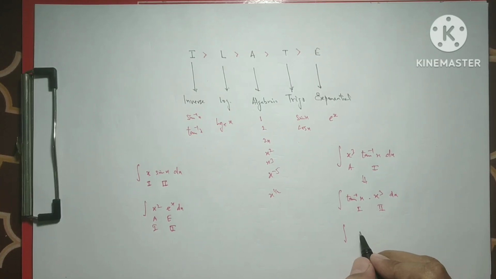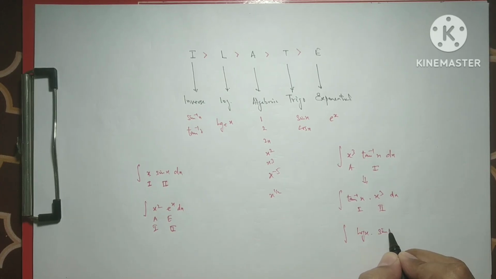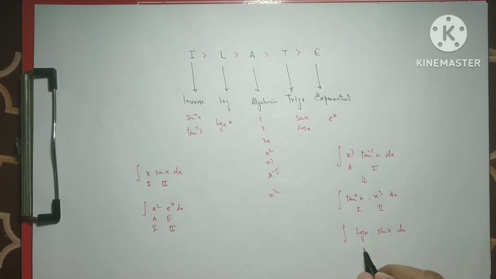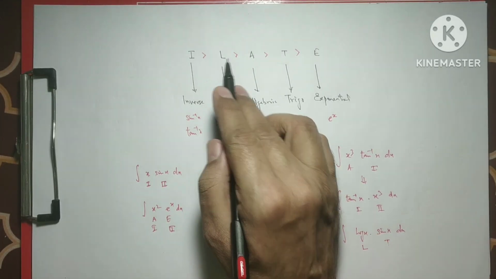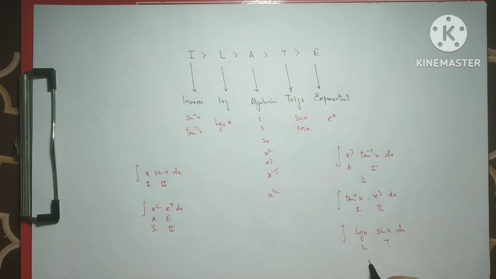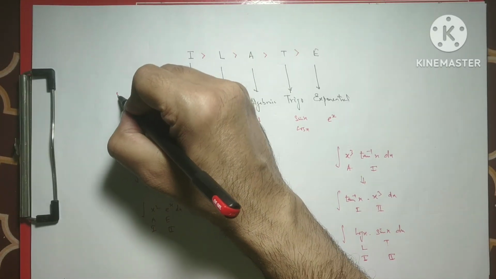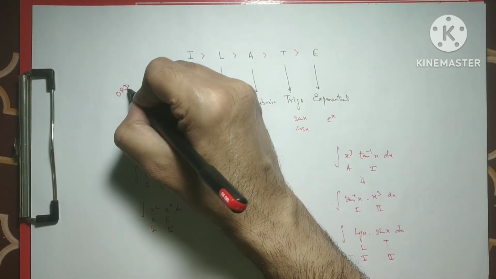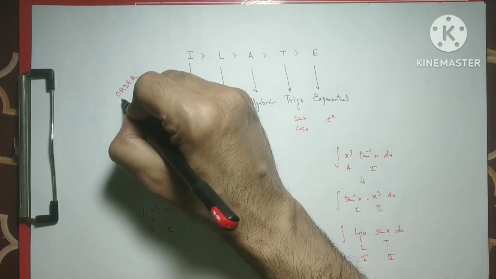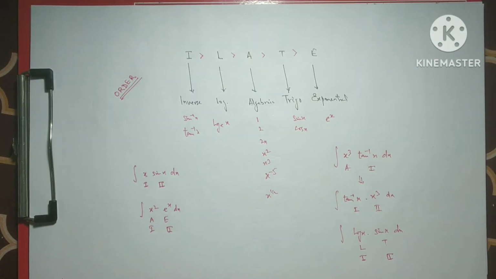Like if you have a log function and a trigonometric function, just like log x with sin x, so it is a log function and this is a trigonometric function. According to this, L stands first, so it is the first function and sin x should be the second function. So the order is the main thing. If you change the order, then the integration will never be completed.